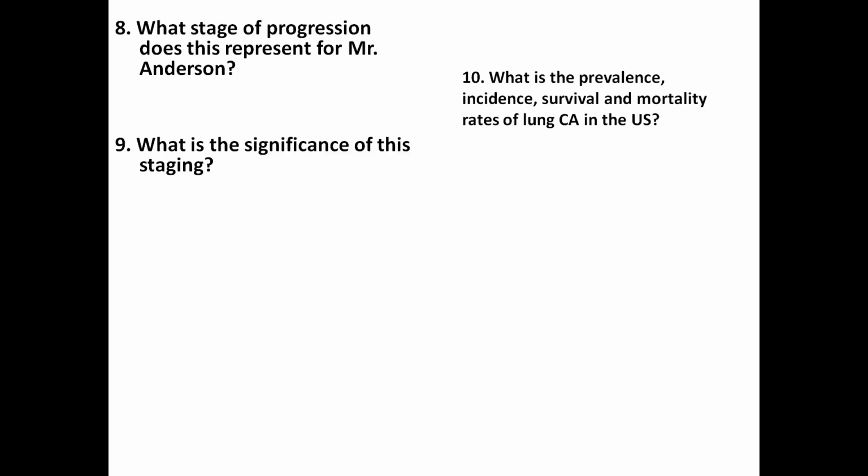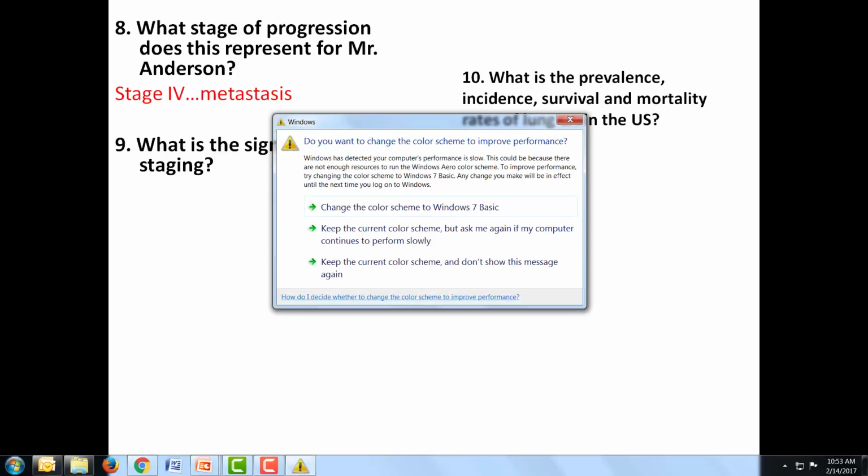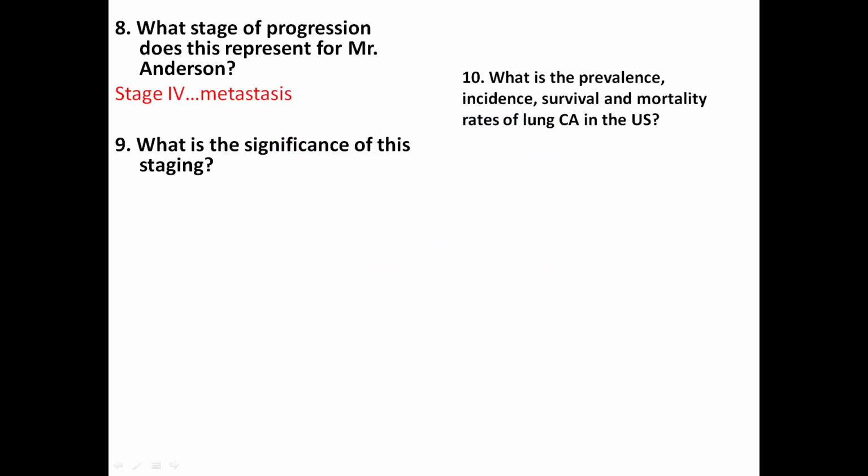So what stage of progression does this represent for Mr. Anderson? Where's he at right now? Well, he has metastasized, so he's at a stage 4. I wonder why that keeps popping up on us. Sorry. What is the significance of the staging?